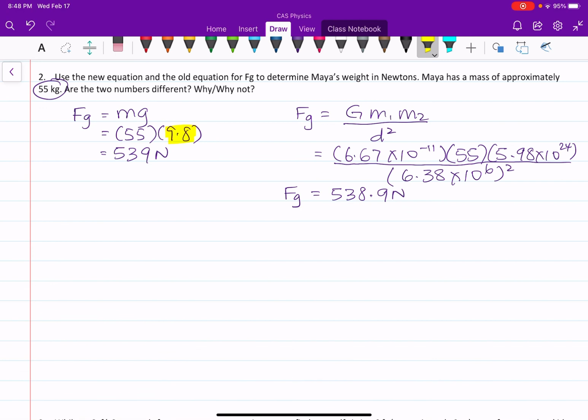What's the big difference between these two numbers? Not very different. What we can say is, to two significant figures, g generally rounds to 9.8. So this number is a fairly accurate number as far as we're concerned. So we're not going to sweat the small variations.